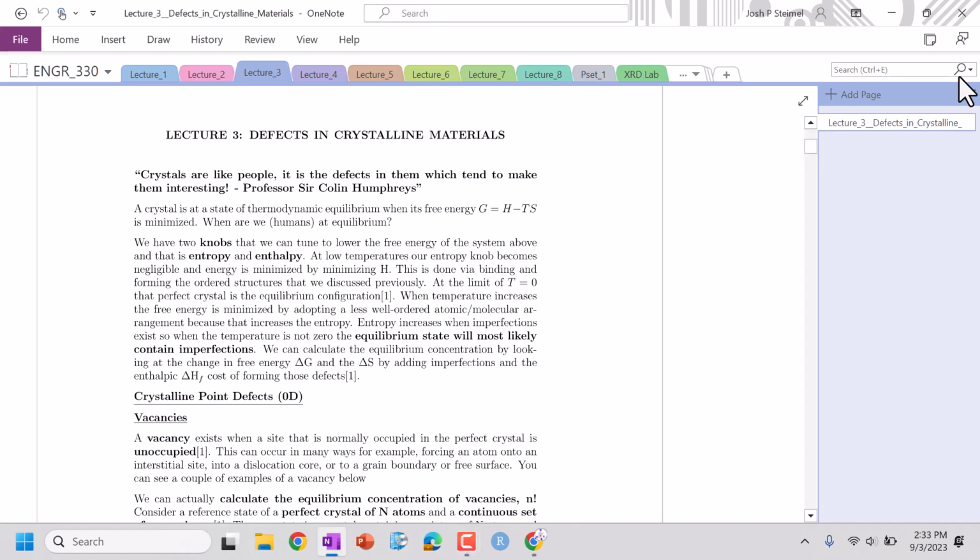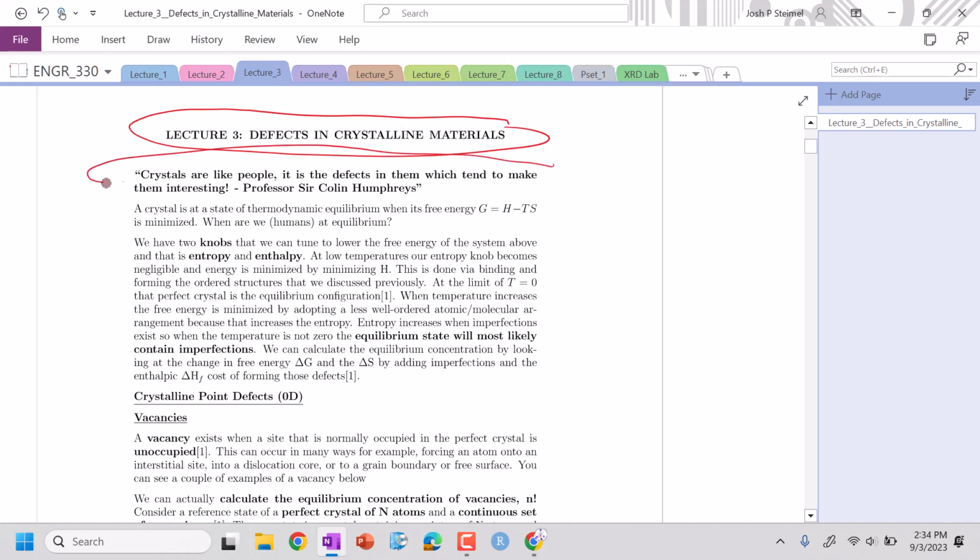Hi everyone, we are back and we are going to start to talk about now Lecture 3, Defects in Crystalline Materials. And I always like to start off with this fabulous quote by Professor Sir Colin Humphreys. Crystals are like people, it's the defects in them which tend to make them interesting. And I think that's a very nice and true statement.